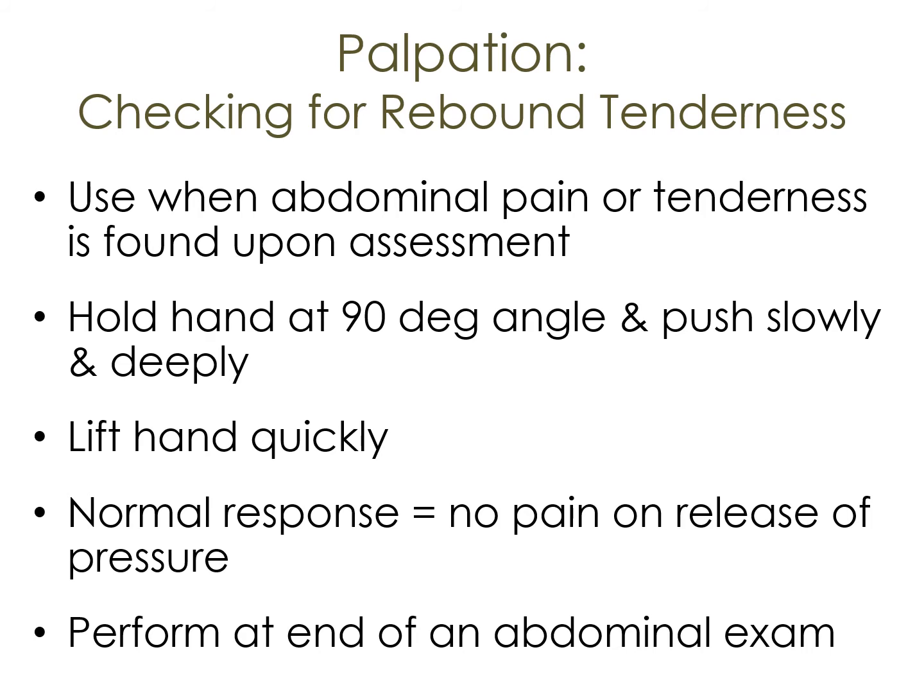Palpation, which we discussed, but more specifically checking for rebound tenderness, used when abdominal pain or tenderness is found on assessment. Hold your hand at a 90-degree angle, push in slowly and deeply, lift quickly. A normal response would be no pain on release of the pressure. A positive response would be pain on release of the pressure, and then we would note that in our physical exam.